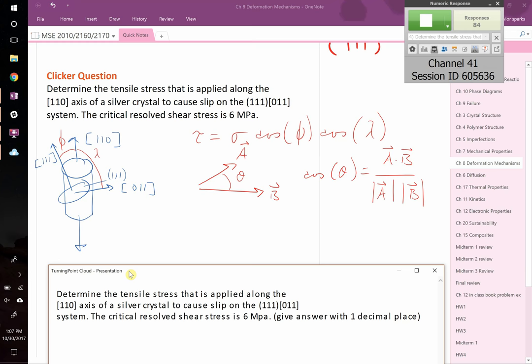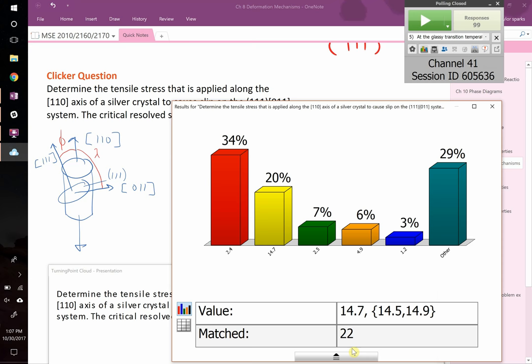Again, you're solving for tau. You don't need to work out the actual angle, you just need the cosine of the angles. Okay, I'm gonna end. Okay, I think the answer, oh, I need to fix my solution, that's incorrect. It should be less than 6 for sure.